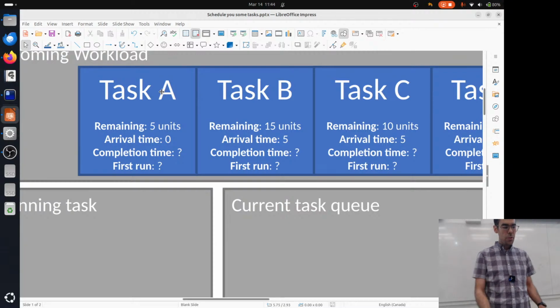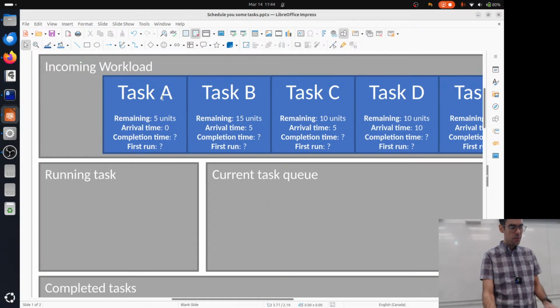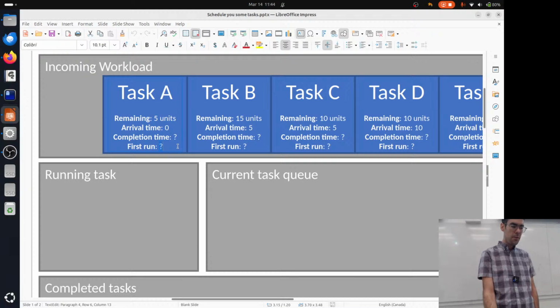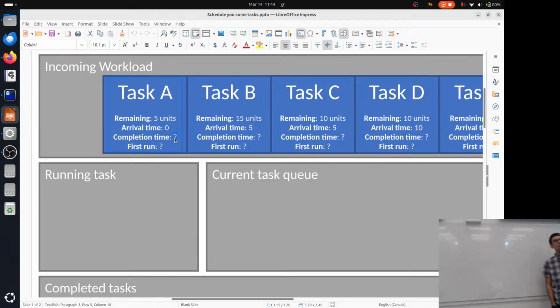As I move through time, what I want us to start doing is keeping track of things like, when was the first time that this task actually ran? So at what time unit did it start running? And at what time unit did it finish running? I'm going to keep track of this, and I want you to keep track of it as well.